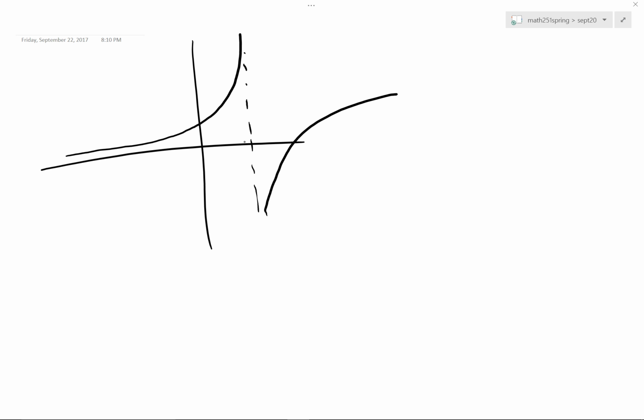And here's x equals 1. What happens to this function? Again, this whole thing is f of x. What is the limit as x approaches 1 of f of x? The limit as x approaches 1 of f of x does not exist. And the reason it does not exist is because coming from this direction it goes down. Coming from this direction it goes up.